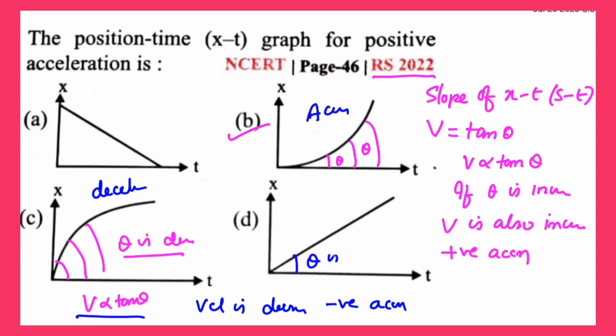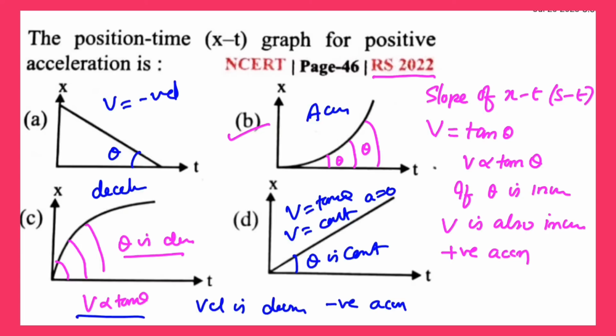If you observe here, theta is constant, and you know v is equal to tan theta. Therefore, velocity is also constant. That means acceleration is 0 here. And it is having a constant negative slope. Therefore, it is negative velocity, and a constant velocity. So only this is going to be your correct option.